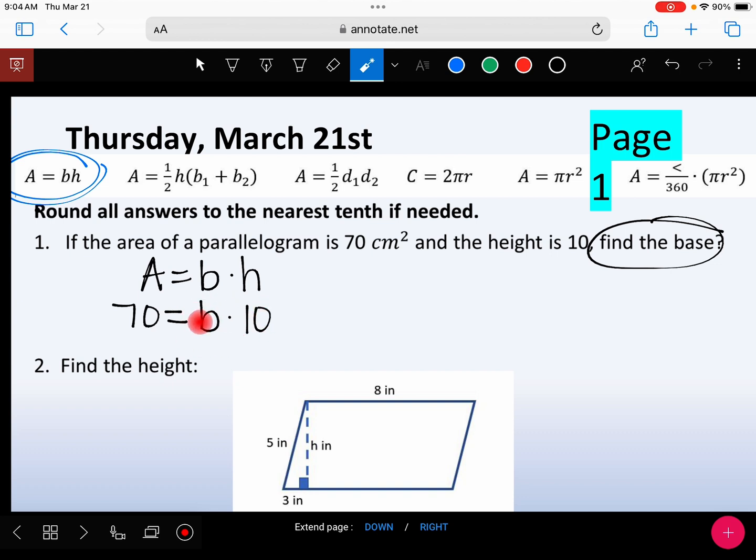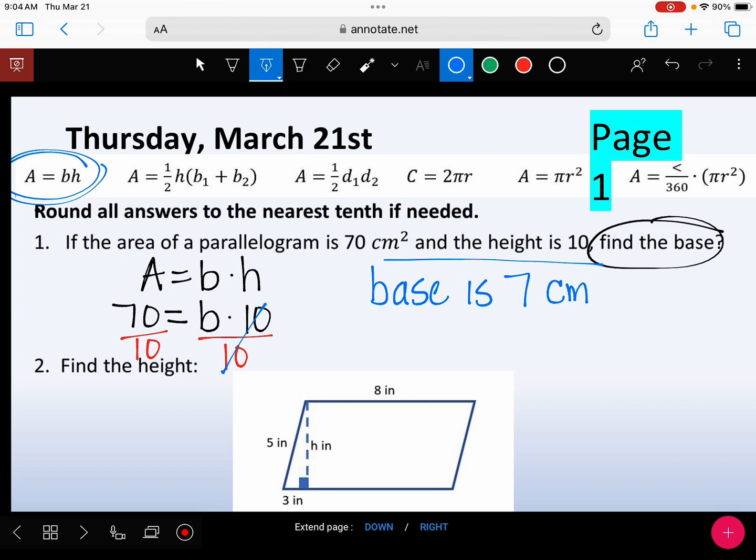In other words, what number do I multiply by 10? What does the B value have to be so that when I multiply it by 10, I get 70? 7, right? If you were to divide both sides by 10, you would get that the base is 7 centimeters. That is your answer right here. All right, any questions about that?